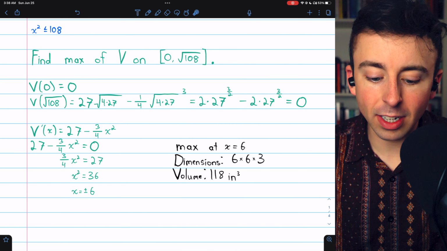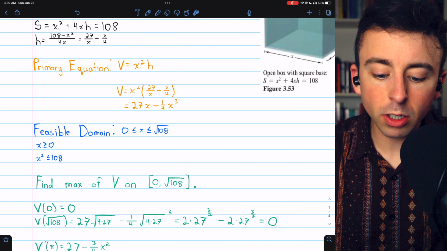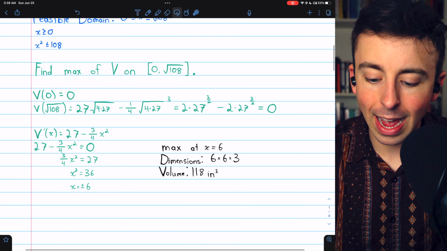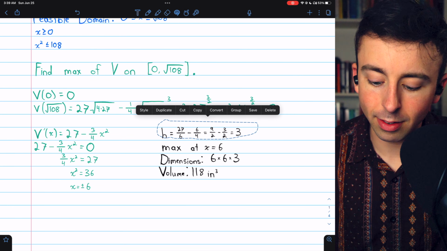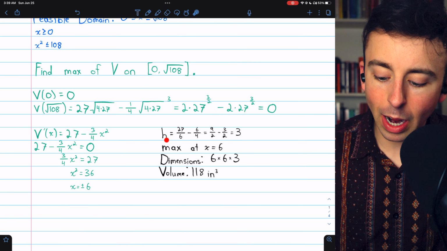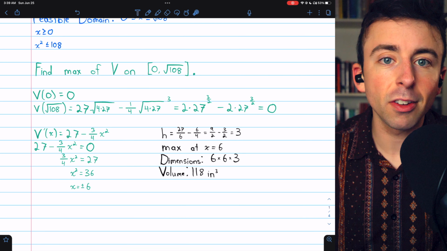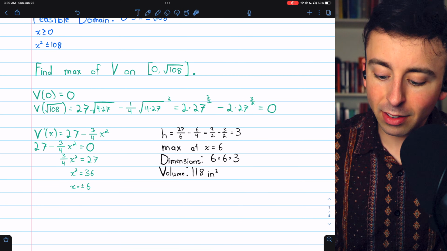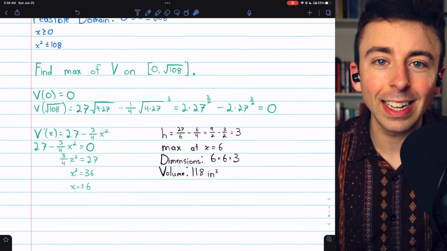And that tells us the dimensions of our box, because remember, we know that the height is equal to 27 over x minus x over 4. And we just figured out that x has to equal 6 in order to get that maximum volume. Thus, we can solve for the height by plugging x equals 6 into that expression, and we find the height is forced to be 3. So the dimensions of the box that will maximize the volume, given that the surface area has to be 108 inches squared, is going to be 6 by 6 by 3, giving a volume of 118 inches cubed.